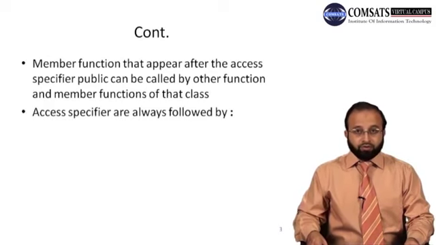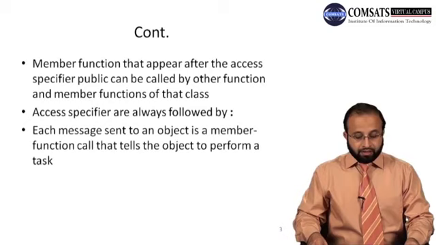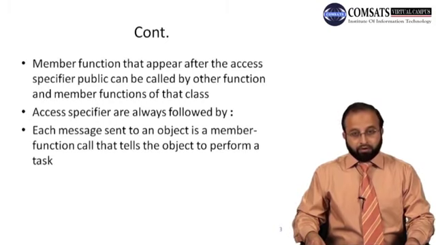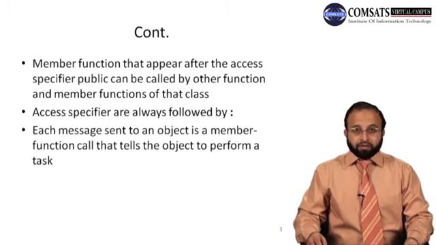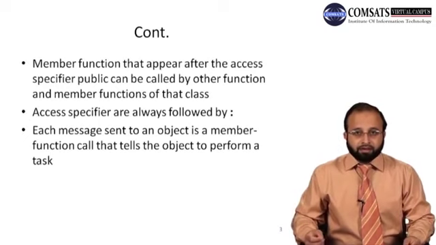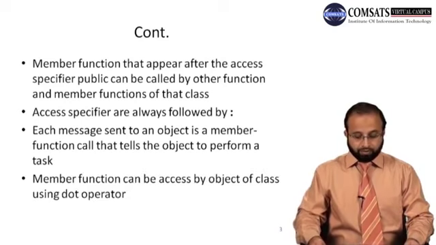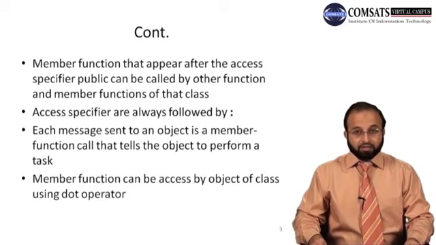Access specifiers are always followed by a colon. Each message sent to an object is a member function call that tells the object to perform a task. As we have seen, if we want to send some message to the object, what we can do is call a function, and this is actually passing some kind of information to the object. A member function can be accessed by an object of a class using the dot operator. This is what we have seen, that whenever you call a member function, you have to use the dot operator with the object.